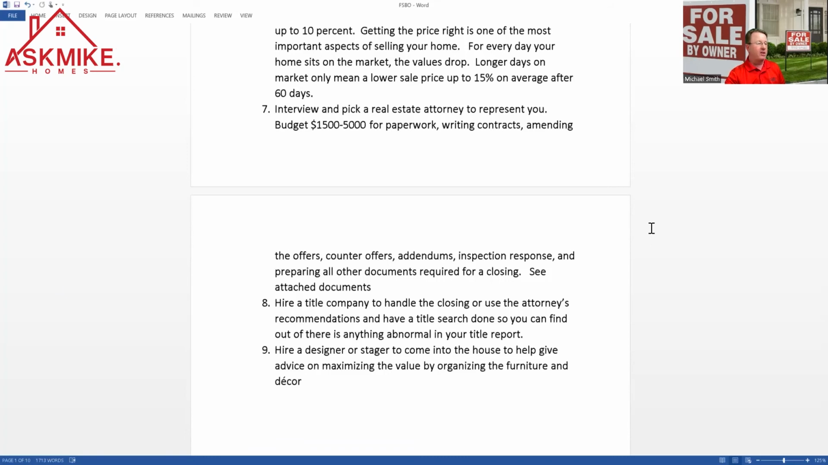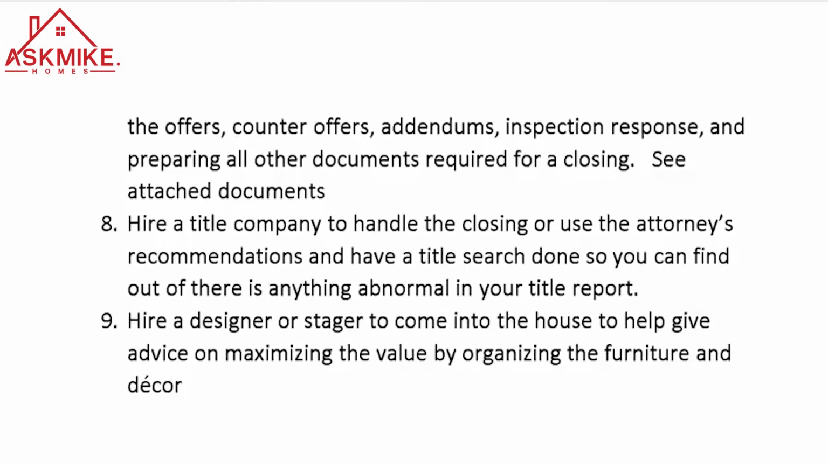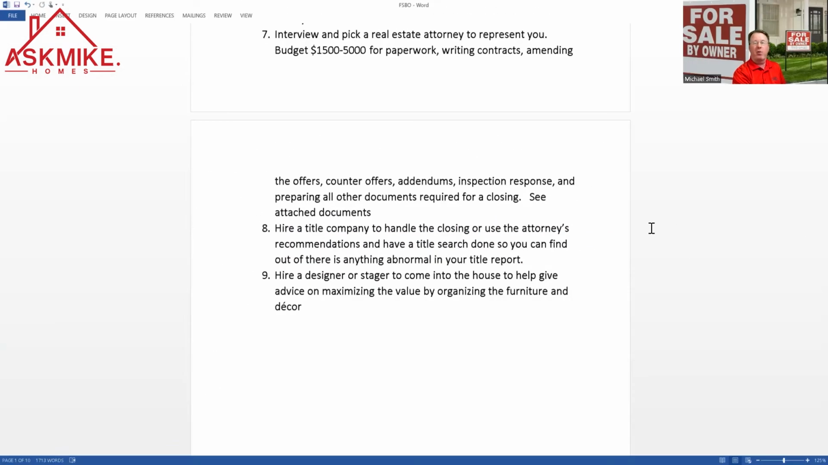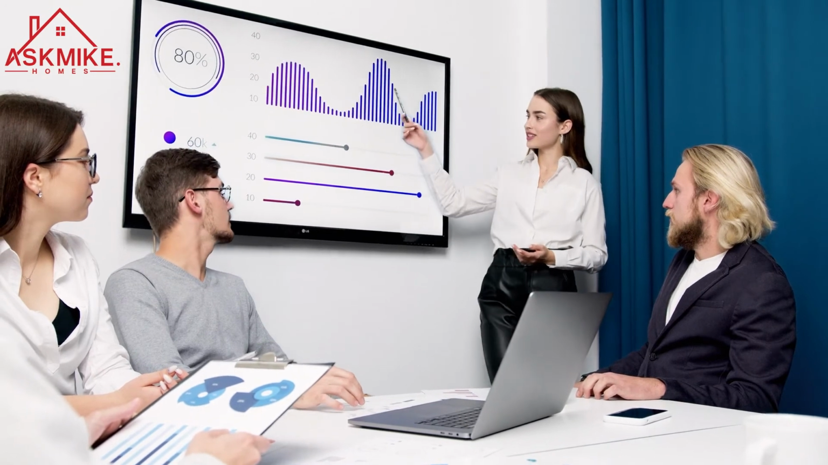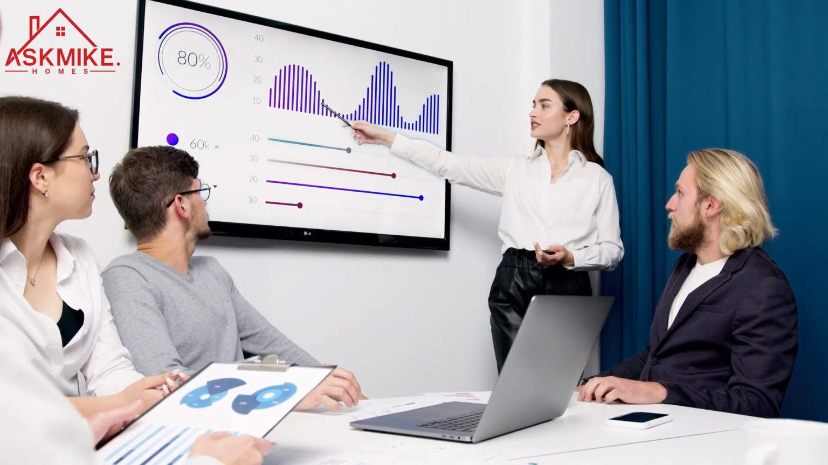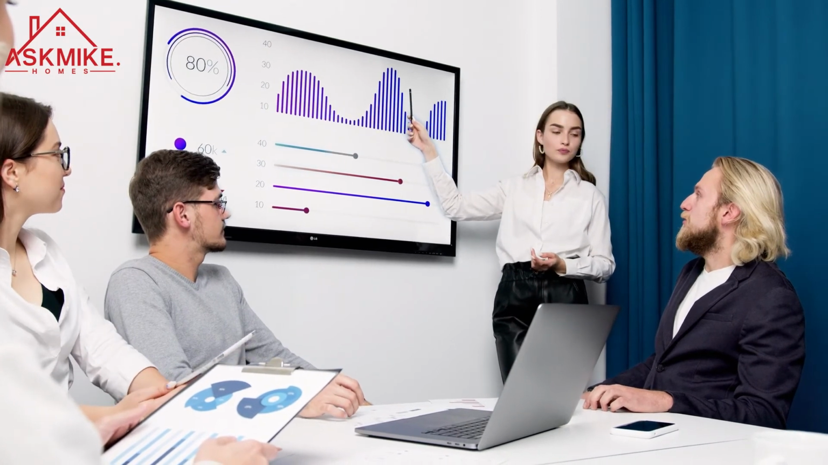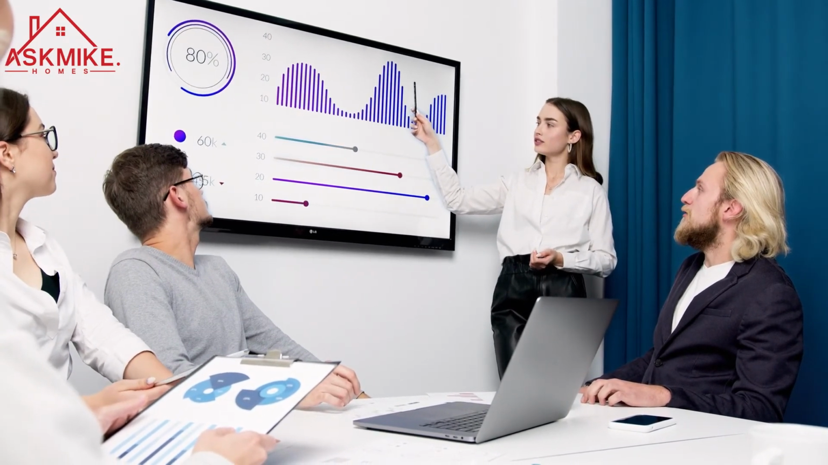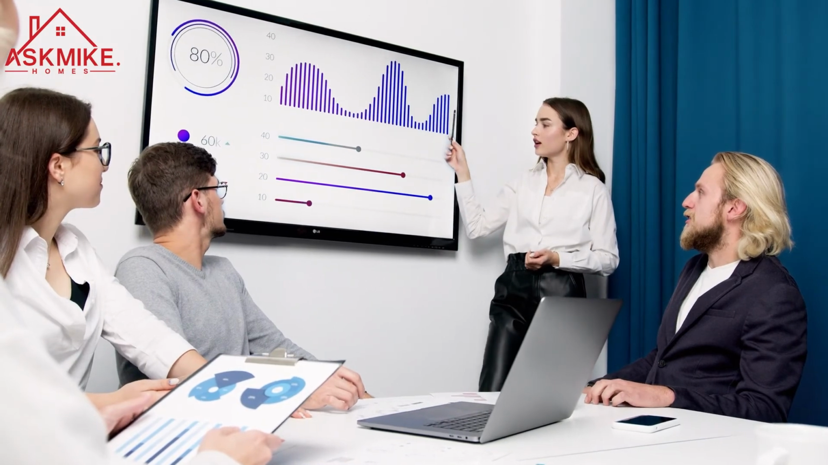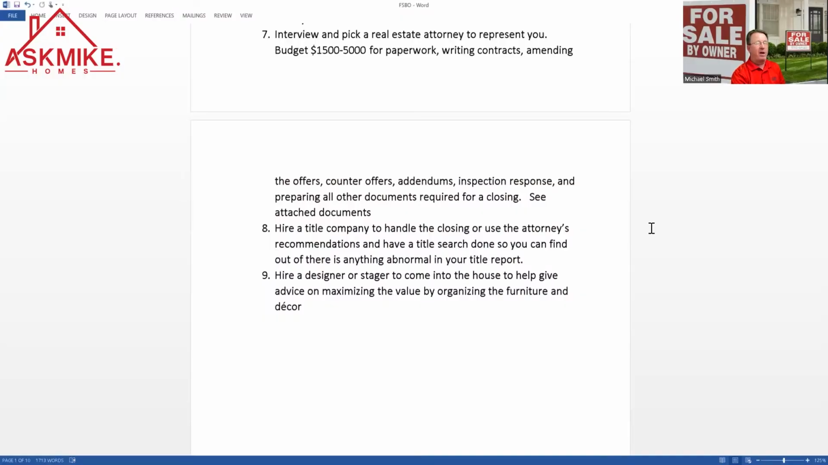The next thing is to hire a title company to handle the closing. Now, the attorney may handle the closing in their office, or they may recommend a title company that they use. So that's one way you can get set up with a title company. But in general, the title company is going to close the transaction, gather all the funds, do the settlement statements, provide title insurance, and handle most of the closing once all the paperwork is put together and a contract is put together.